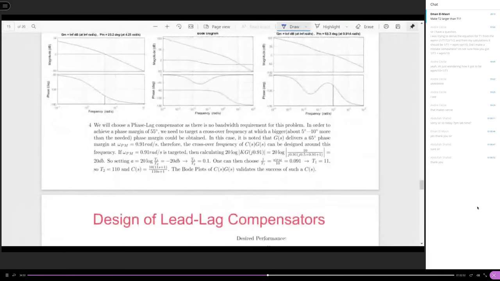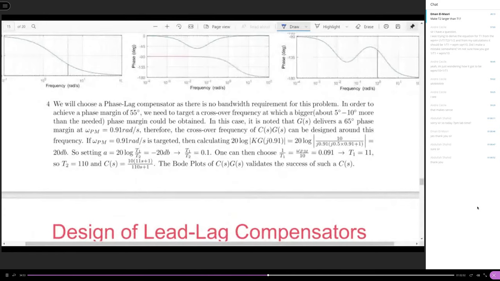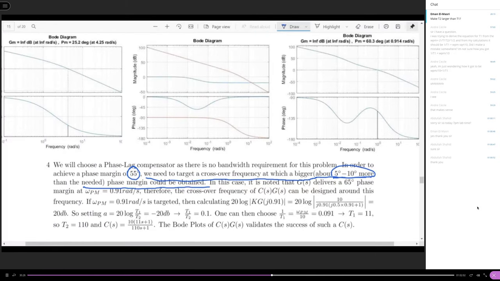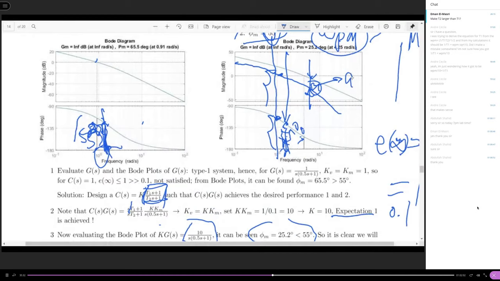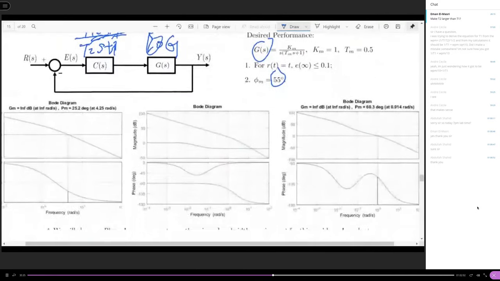So step two is going to be like this. We're going to target a crossover frequency at which a bigger phase margin could be obtained, first. For example, if you need a 55 degree, you need to give it an allowance of 5 to 10 degrees to tolerate this magnitude drop A. Five to 10 degrees allowance is good enough.